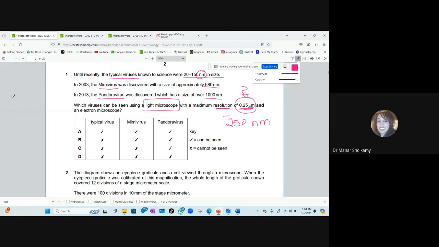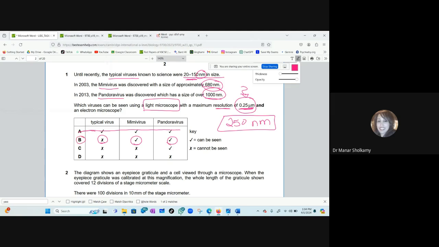Any object or virus smaller than 250 nanometers cannot be seen. So the typical virus, from 20 to 150, can it be seen? No. So A is wrong, and I'm going to cross out A to limit the number of options. Now, the Mimi virus is 680 nanometers. Can I see that? Yes. And the Pandora virus is 1000 nanometers. Can I see it? Yes. So the answer is I cannot see the typical virus, but I can see the Mimi virus and the Pandora virus. The only answer is B.